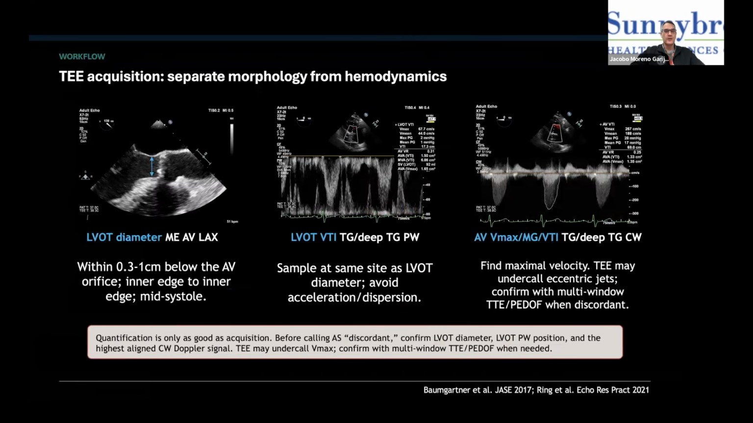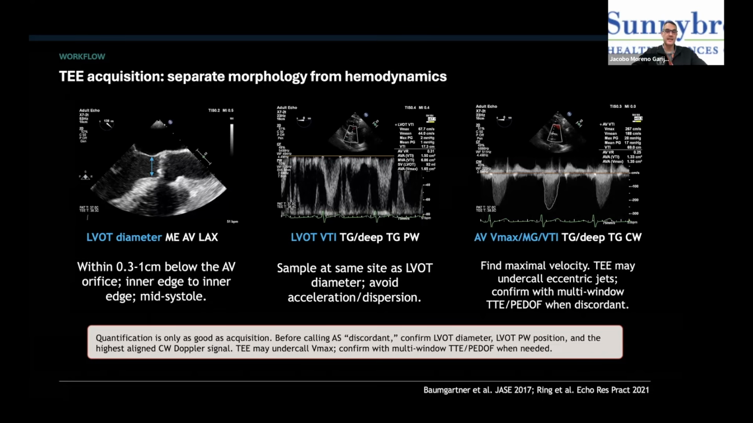Okay, so now we know our anatomy, so now we are going to go one step ahead. What do we need to quantify aortic stenosis? Basically, we need three separate measurements. First, we need to get the LVOT diameter. This is acquired in transesophageal from the mid-esophageal aortic valve long axis. The recommendation from the guidelines is to do it between 0.3 to 1 centimeter below the aortic valve orifice, and you need to do it during mid-systole from inner edge to inner edge.